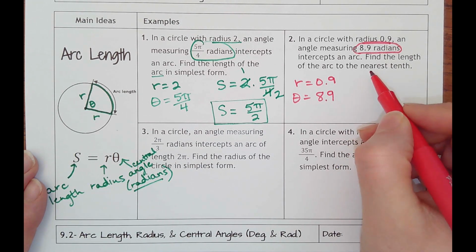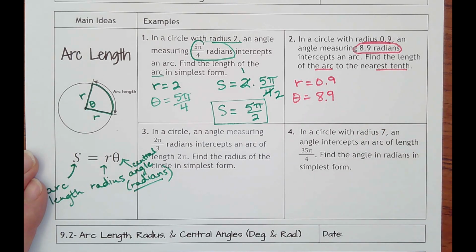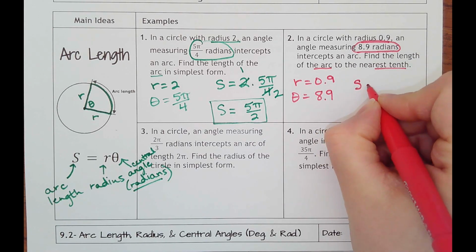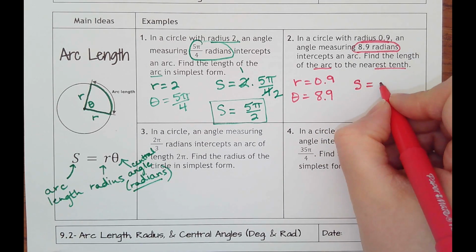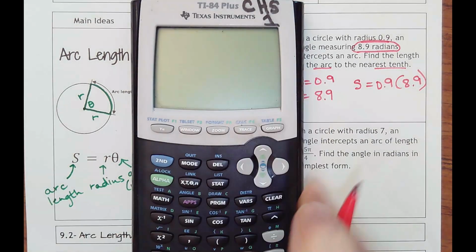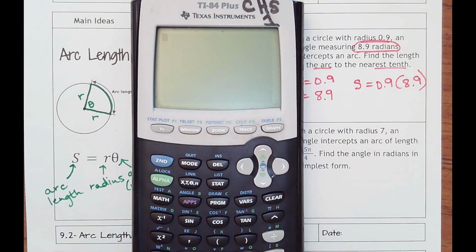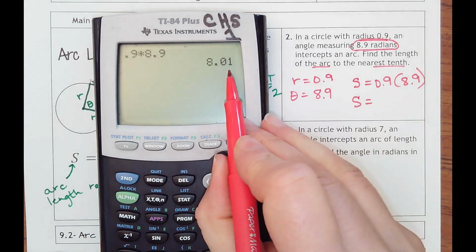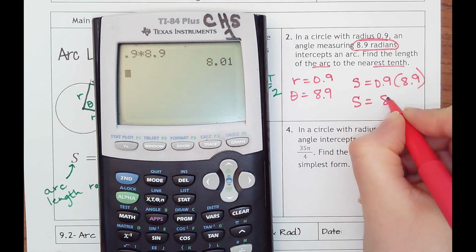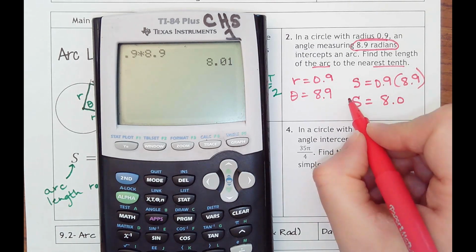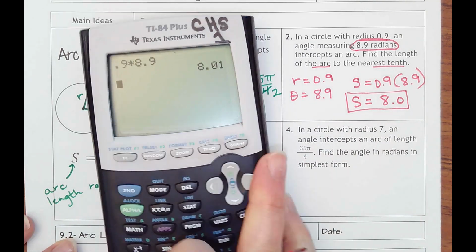Okay, and then we're trying to find the length of the arc to the nearest tenth. So now we're going to have to actually figure out the decimal. So we've got our arc length, s, would be 0.9 times 8.9. And I get 8.01. Nearest tenth, that would just be 8.0. And they don't give us a measurement. I didn't know if that was centimeters, inches, or whatever, but they didn't give us one.